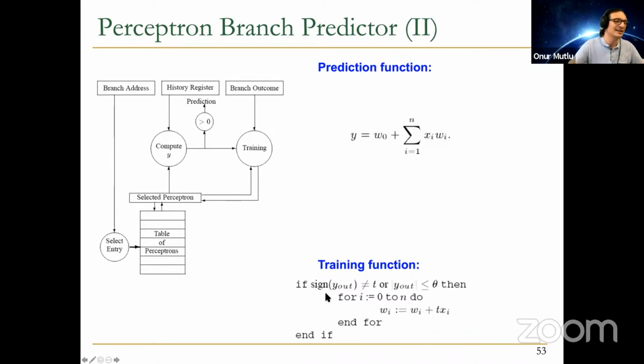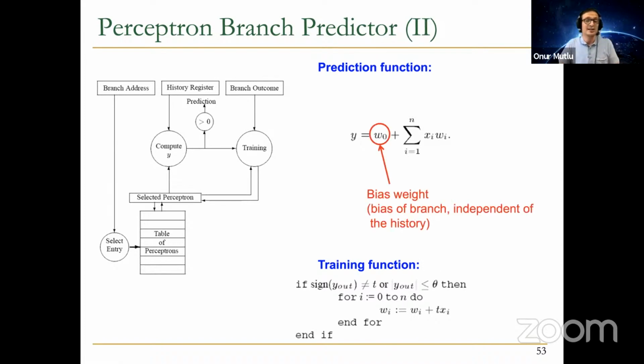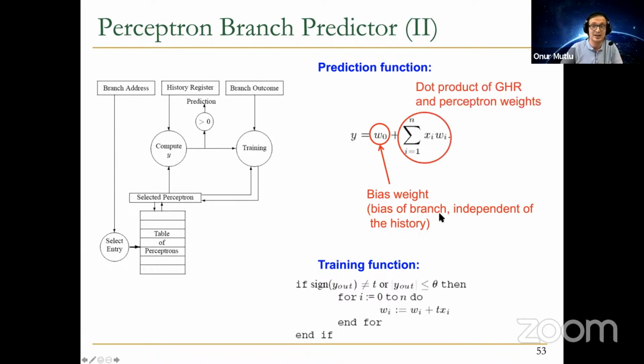And training clearly tries to figure out the correlations based on which outcome the branch took, right? So you can imagine the training is actually very easy to understand, but I'm not going to go into it. But this is a single layer network, as you can see, right? So the bias weight could be the bias of the branch independent of the history, as we discussed. And you can see the dot product of GHR, the global history register, and perceptron weights over here. Okay, and the output is compared to 0 in the end.